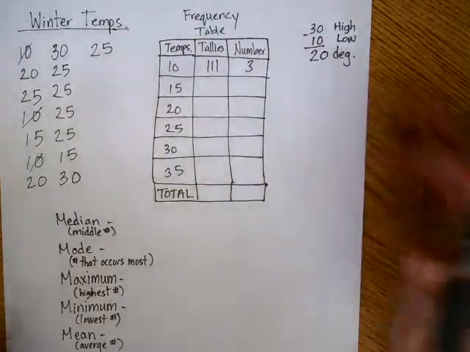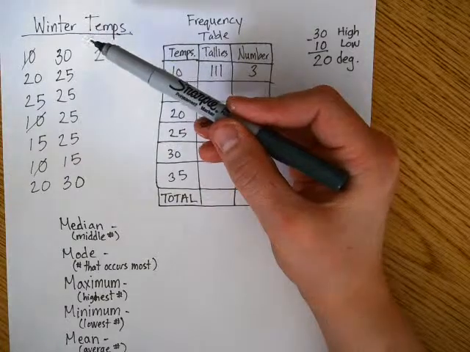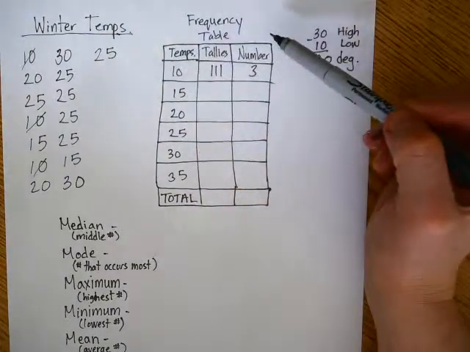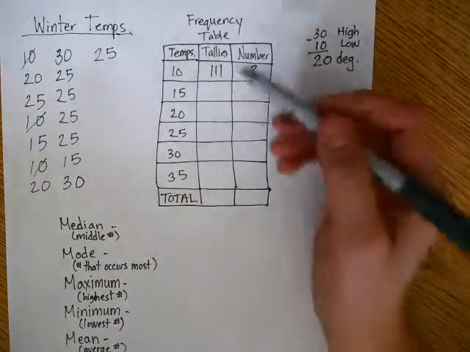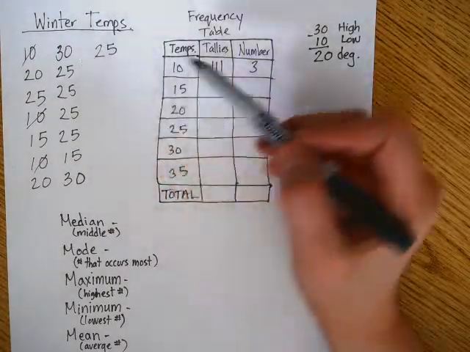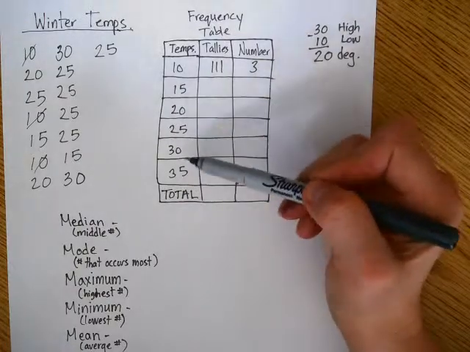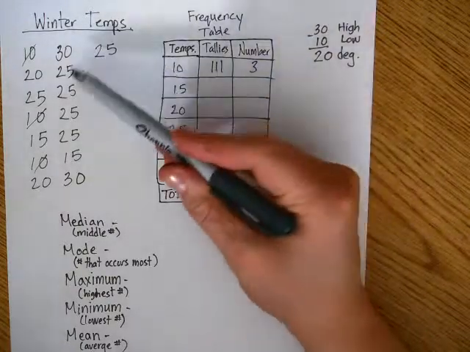What we're going to do is take this data set of winter temperatures and put them into this frequency table. We've gotten it started here. The actual temperatures in degrees are written down the side of the table.